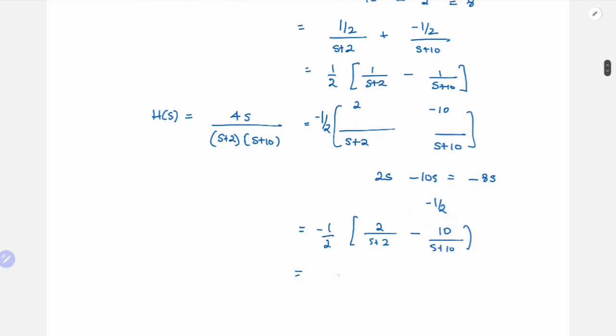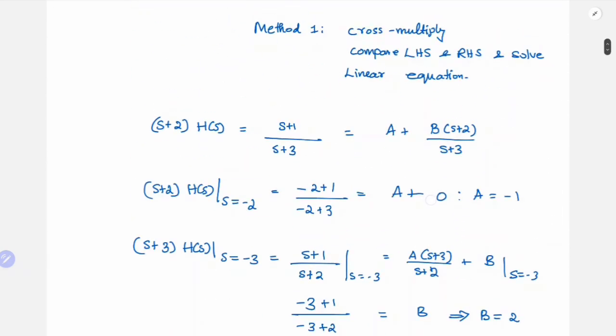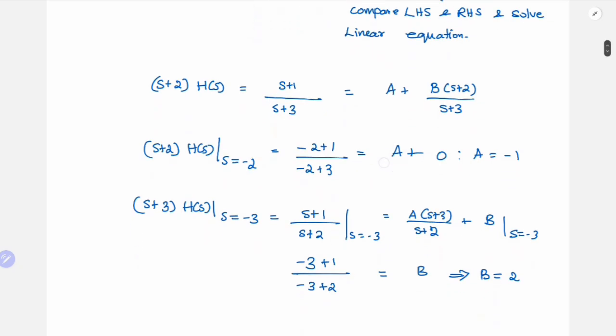If you have to simplify, it will just be minus 1 by s plus 2 plus 5 by s plus 10. So you can cross multiply. You will get minus s minus 10 plus 5s plus 10. So this will go away and you will get 4s. So this is how you quickly solve it. And even for this case, you can do it that way. It's just a little bit complicated, and you have to go through some trial and error method, right?